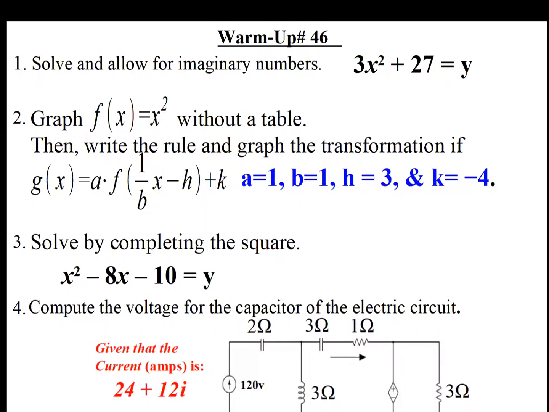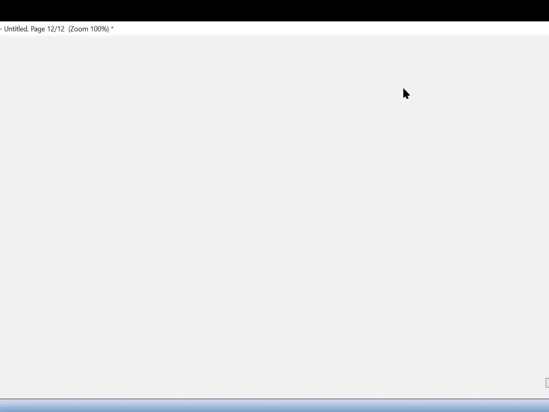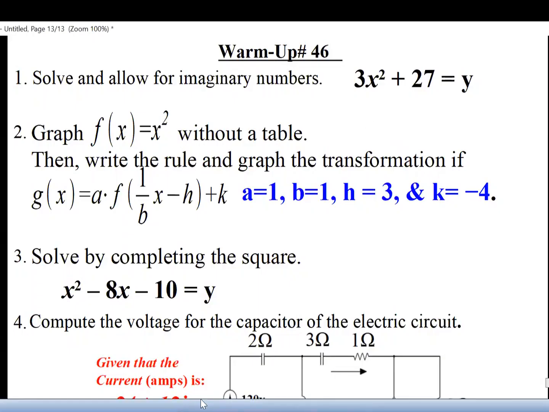So let me go over the warm-up. We got number one, and it reads solve and allow for imaginary numbers. So first things first, make sure it's equal to 0. So this is 3x squared plus 27 equal to 0 in order to start solving.